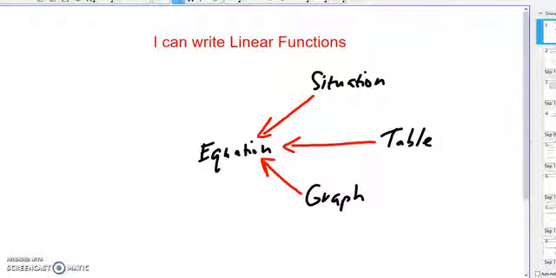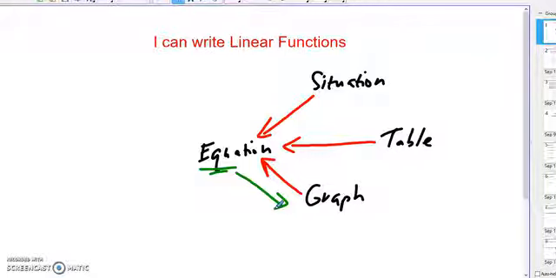Hi, this is Mr. Rashid, and today's learning objective is I can write linear functions. So last time we were looking at, very specifically, how we could take equations and draw some graphs from them. And we had many types of equations that we were looking at, and we could draw the graphs.